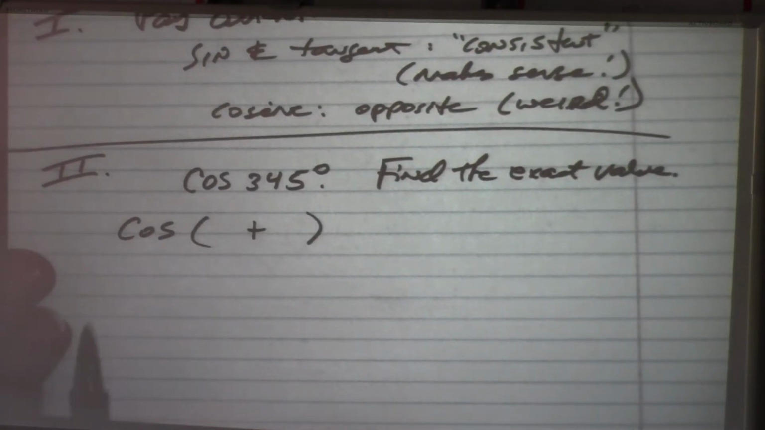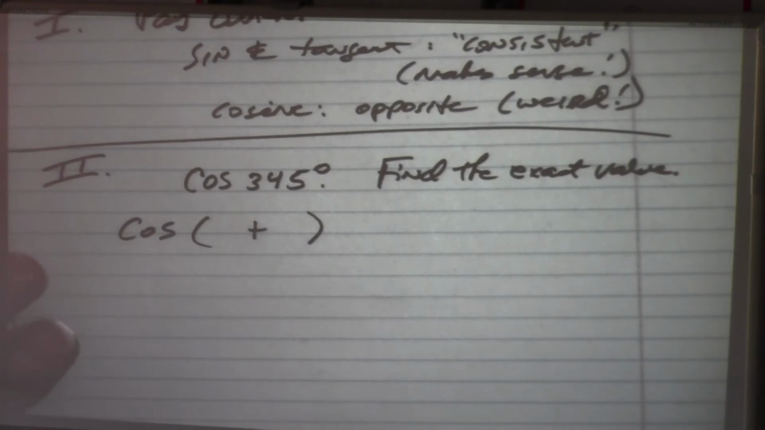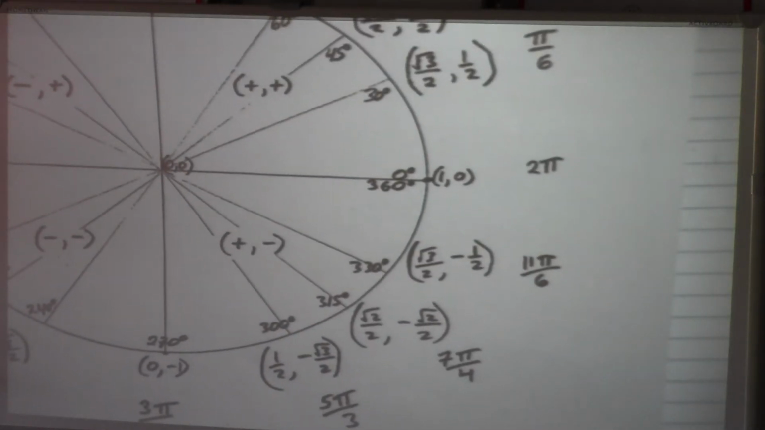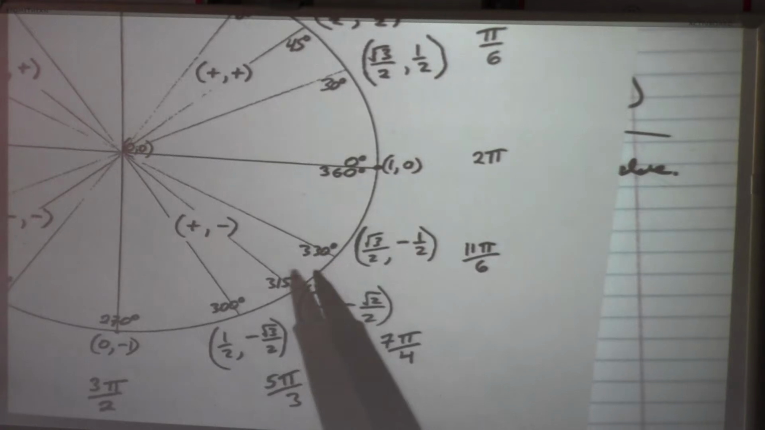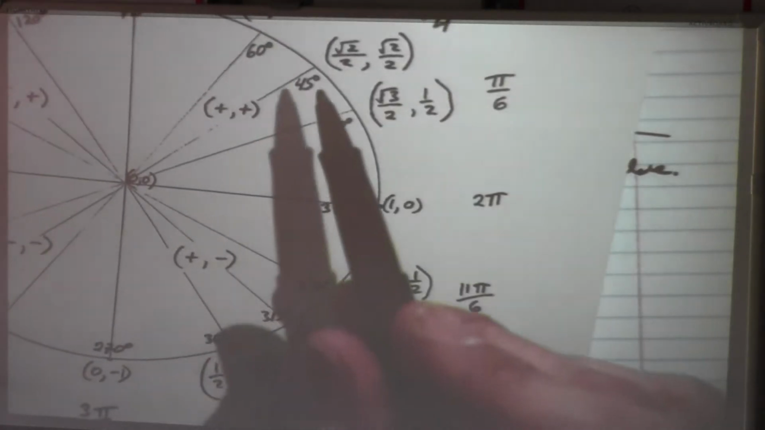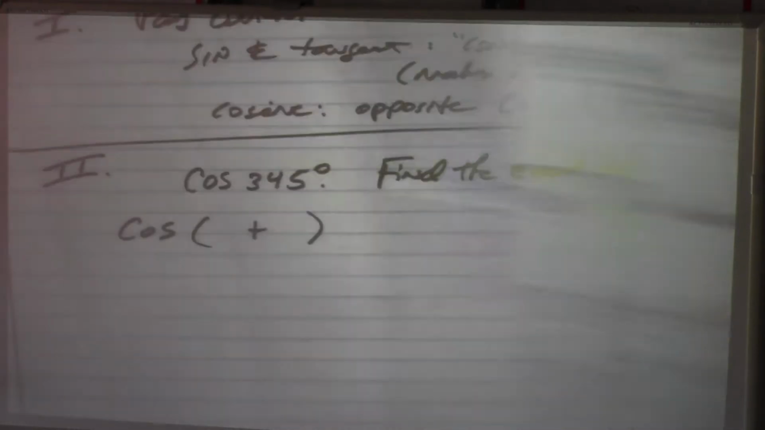Well, one possibility would be 330 plus 15. That would add up to it. And here's 330, except that we don't have a 15-degree one, so we don't know the sine and cosine for that. So 315 degrees plus 30, that could work. So we have 315 plus 30, that's 345. Or we could do 300 plus 45. So there's a couple of ones to do.